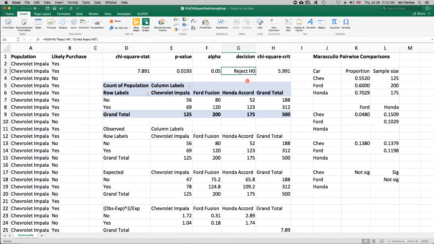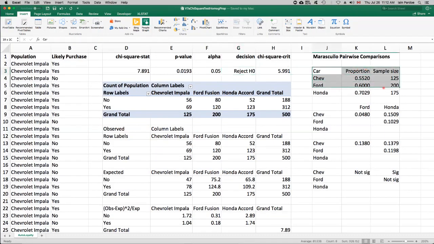The null hypothesis is that the population proportions are all the same for the 3 different types of car. And we're rejecting that, so we're concluding that there's a difference in the population proportions. But we don't know yet whether there's a difference between all 3 cars, or maybe just one of the pairs is different and the other pairs are not significantly different. So let's go through a pairwise comparison using the Marascuilo pairwise comparison procedure.